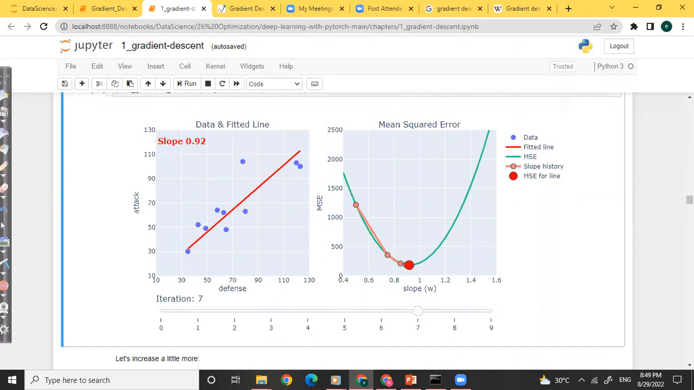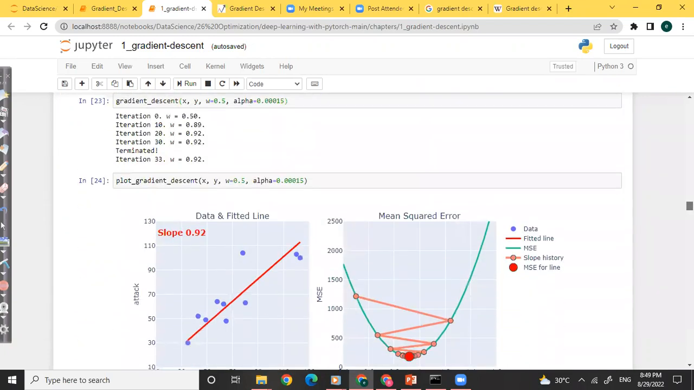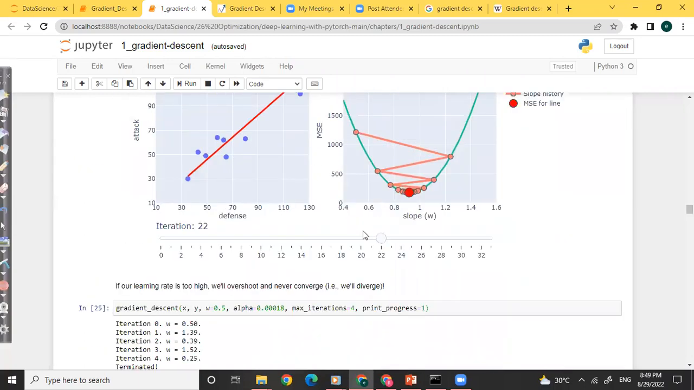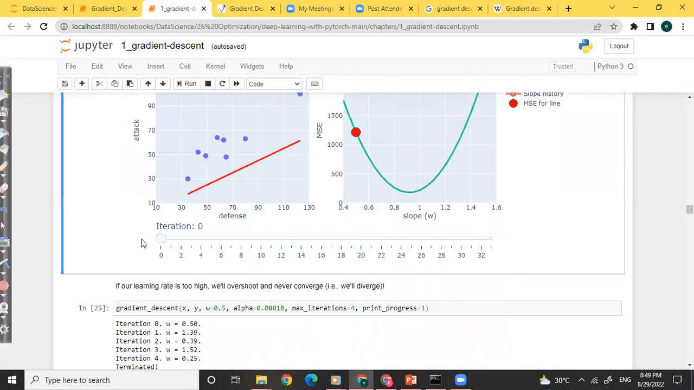Increase the learning rate. So we will just increase it further. Okay, so instead of 0.0005, here we are using 1.5 for the same weight. See, if you give a high learning rate, it goes here. So the learning rate is a hyperparameter.